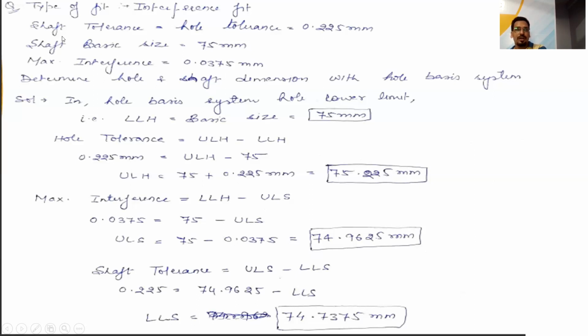Next, we have already been provided with the shaft tolerance, and it will be equal to the hole tolerance, that is 0.225 mm. So therefore shaft tolerance is equal to upper limit of shaft minus lower limit of shaft. So it will be 0.225 is equal to 74.9625, this is calculated here, minus lower limit of shaft. So from this formula you can calculate the value of lower limit of shaft, and that is 74.7375 mm. This will be the lower limit of shaft. So in this way we have determined the hole dimension and the shaft dimension.